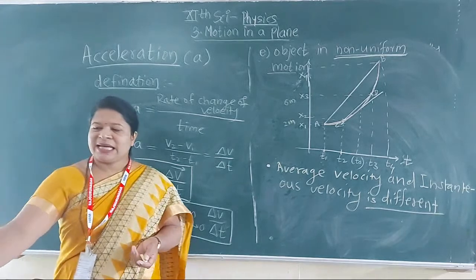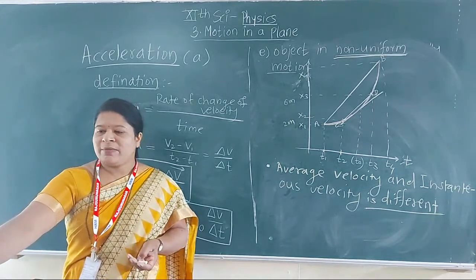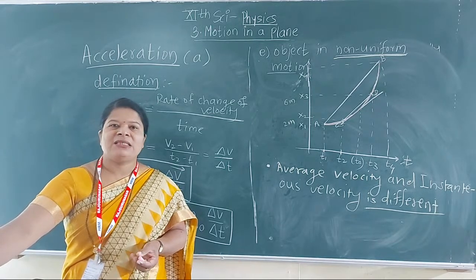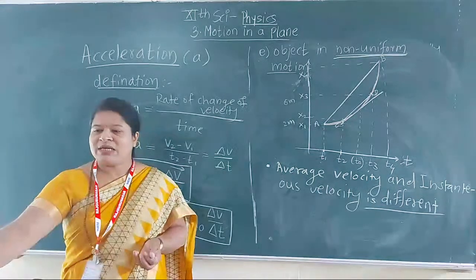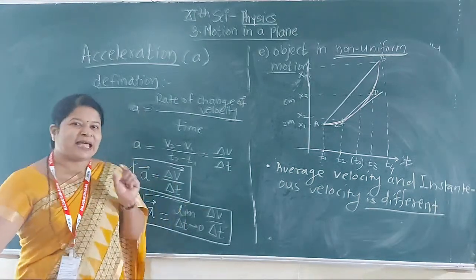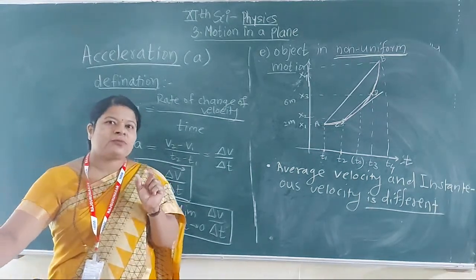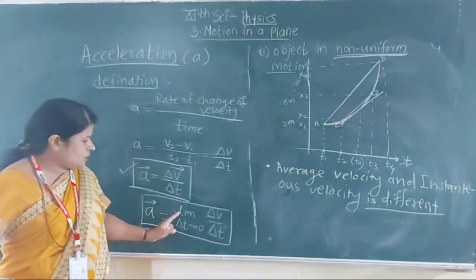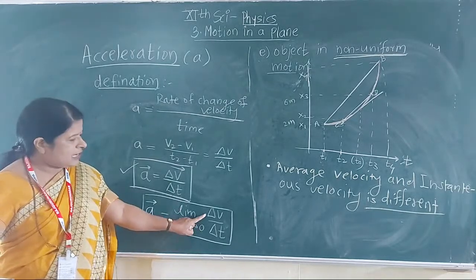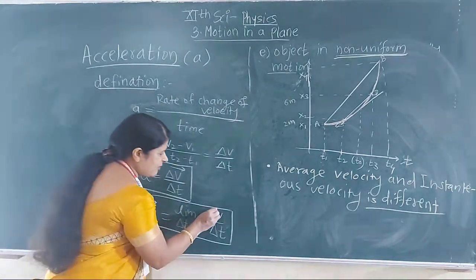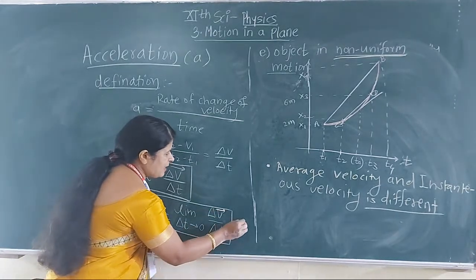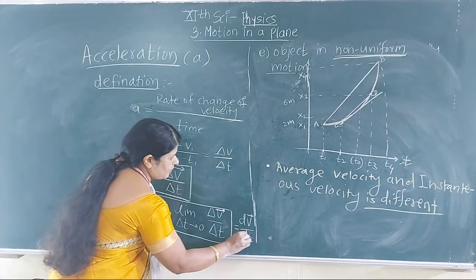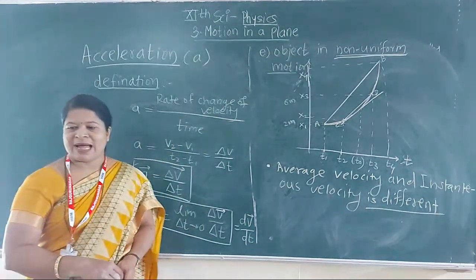So instantaneous acceleration is the limiting value of the average acceleration when the time interval goes to 0, that means for a short time. Therefore it is given as the limit of delta t tends to 0 of vector delta v divided by delta t, and this can be written as vector dv divided by dt.